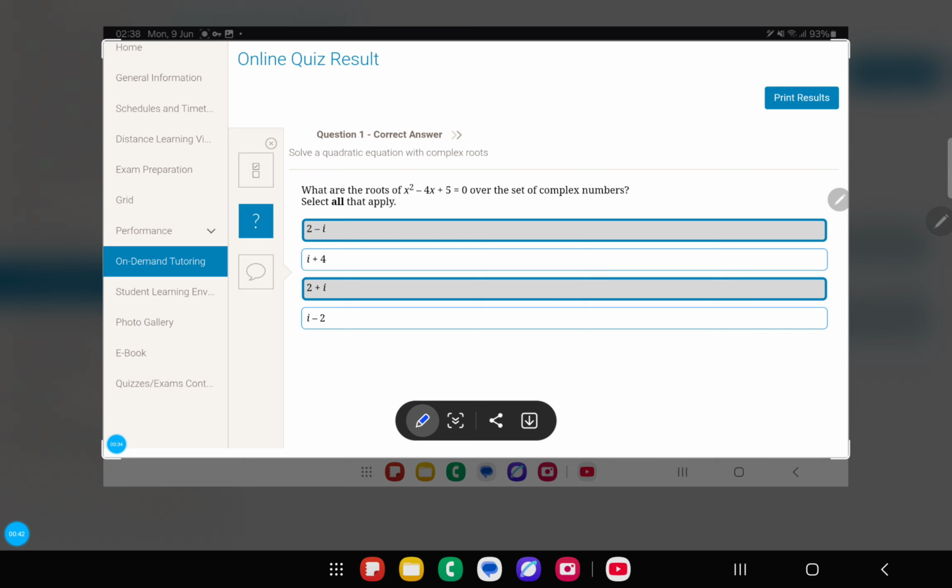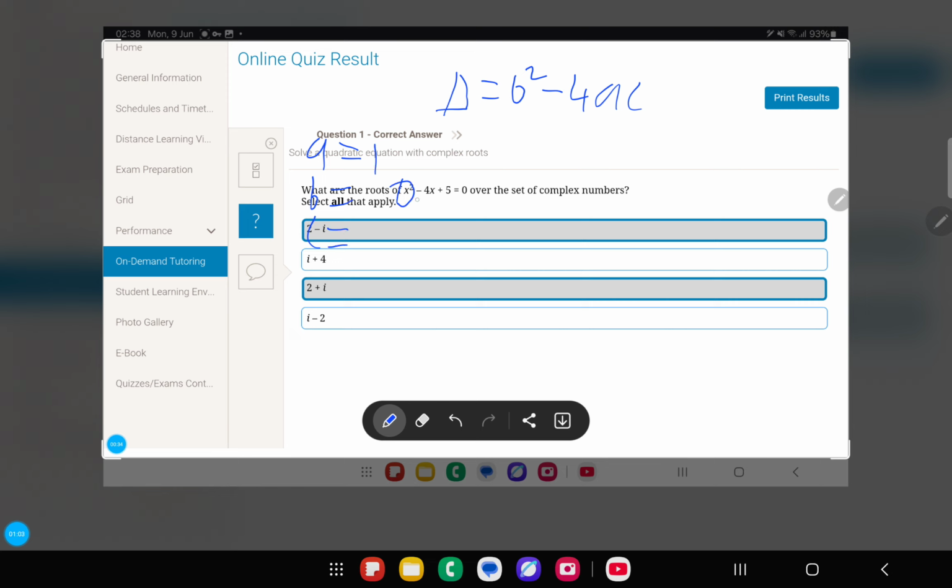Now, to find the roots, we're going to use the rule called delta equals b squared minus 4ac. In this case, we have a, b, and c in this equation. A is 1, B is negative 4, and C is 5. Okay?